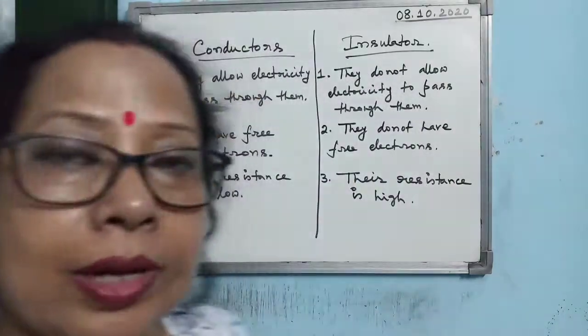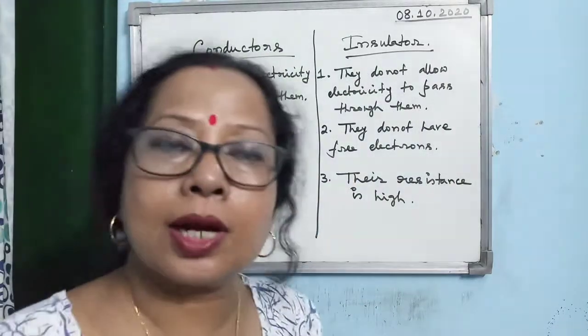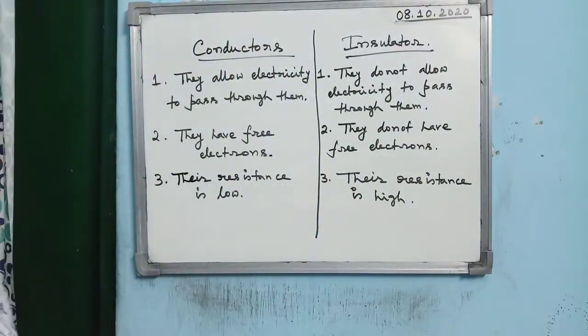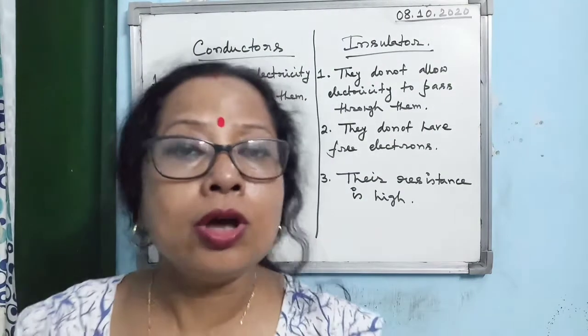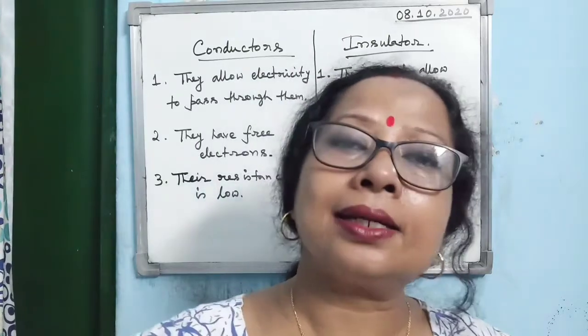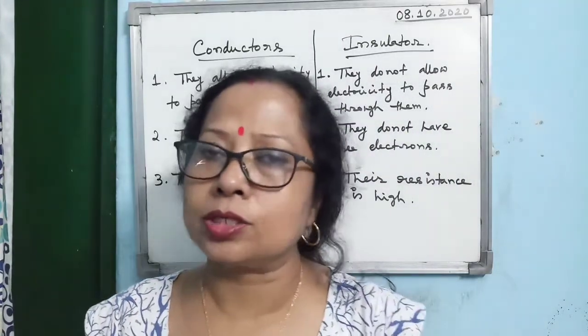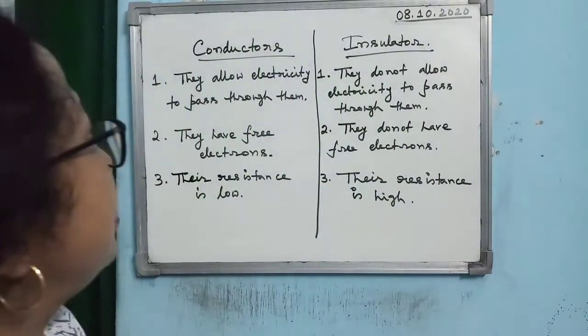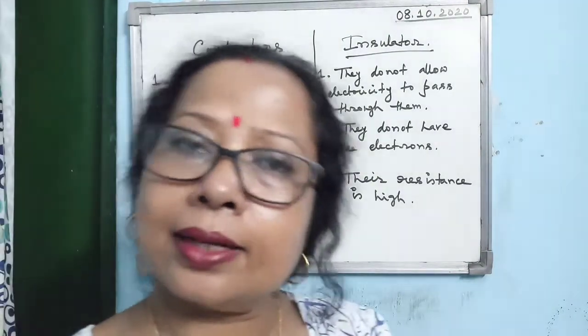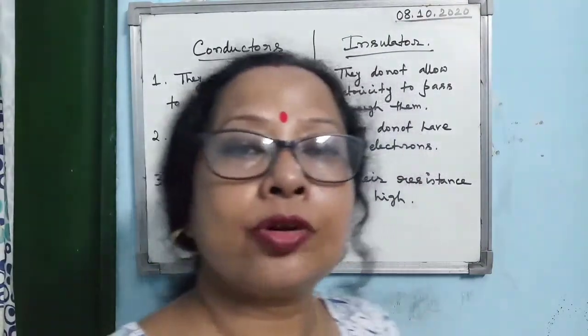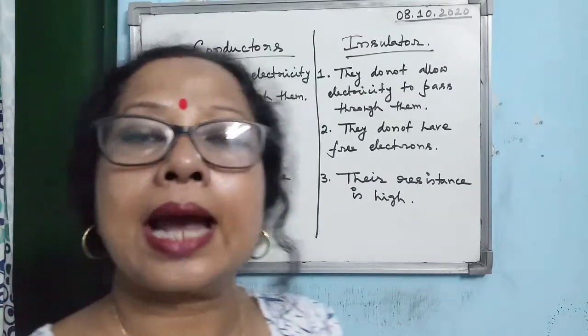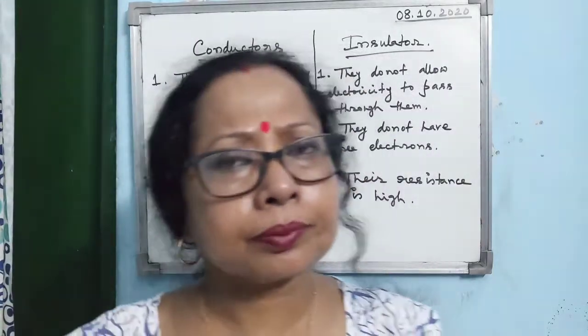So I have written here the differences between conductors and insulators. If you write down the difference, then you can write down the differences, as well as the characteristics of conductors and insulators. The points written for conductors are the characteristics of conductors. The points written within the insulator column are the characteristics of insulators.